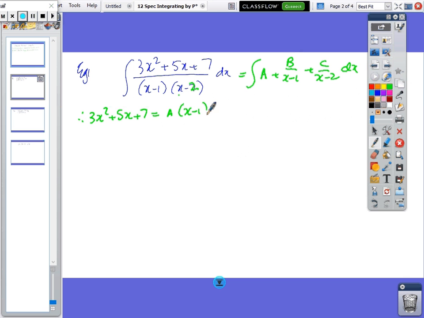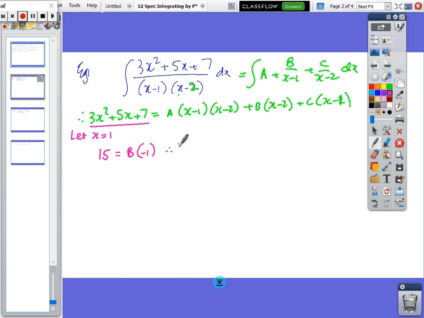Okay, so the next line would be 3x squared plus 5x plus 7 is the same as a(x minus 1)(x minus 2) plus b(x minus 2) plus c(x minus 1)(x minus 1). Okay, so then let x equals 1 will kill a and c, and then subbing into there, we've got 15 on the right hand side, and b is the only term that's left. 1 minus 2 is minus 1, so b equals minus 15.